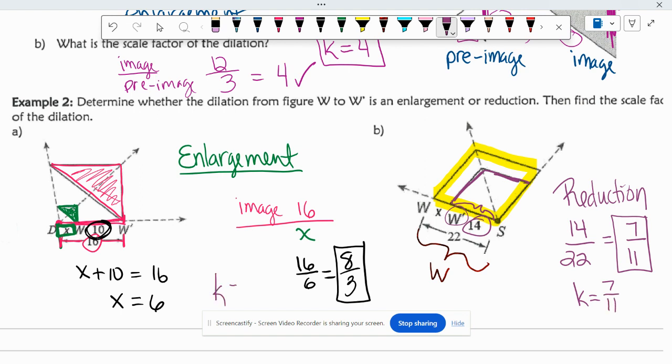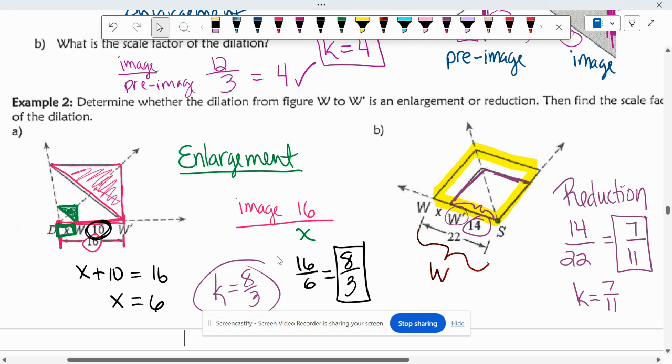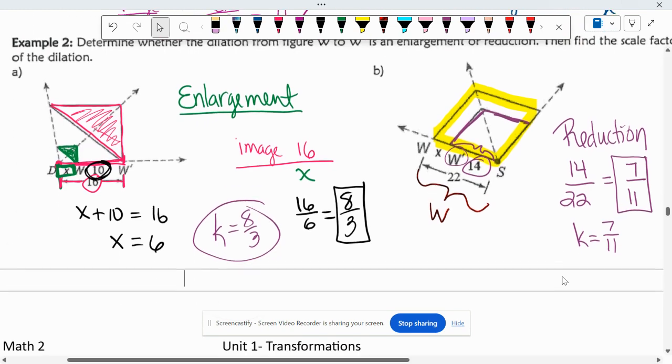And in this first example, K equals 8/3. Tyler, were you the one that said it's 2 2/3? Or was that Zach? Okay, so we know that the first one has a dilation or scale factor of greater than 1. The second one is less than 1. Questions? Okay, go to the next one.